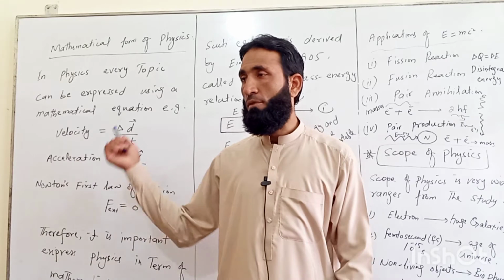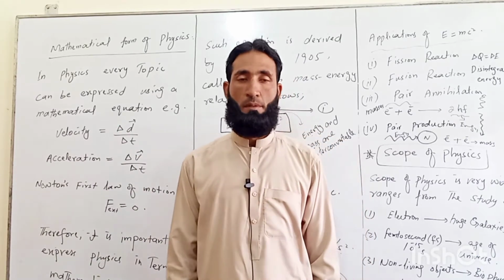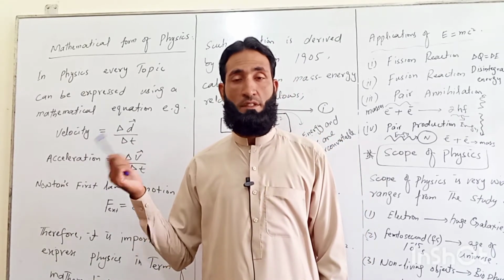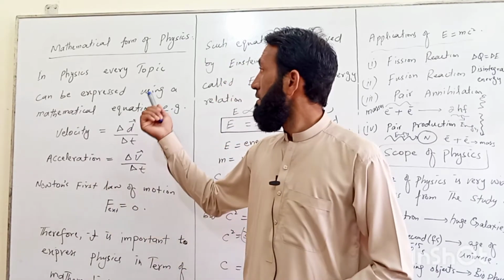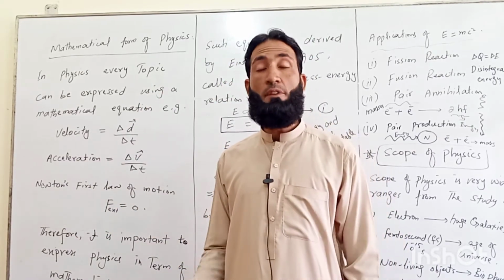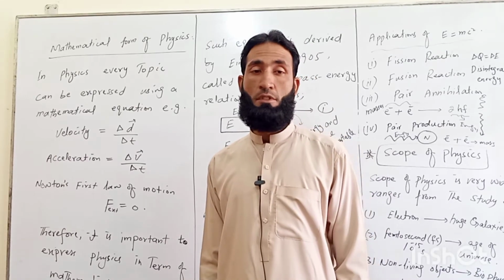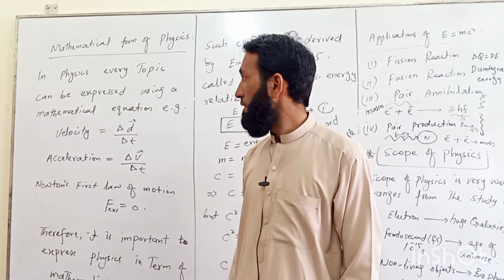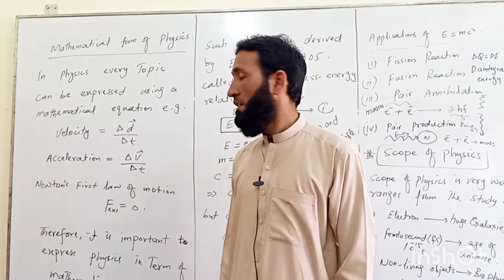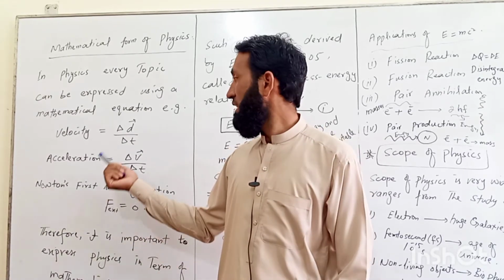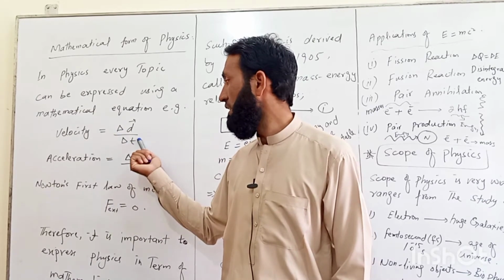In the previous lecture, we discussed the basic definitions of physics. Now, in this lecture, we will discuss the mathematical form of physics as well as its applications and scope of physics. So, what is the mathematical form of physics and why do we need to write a mathematical equation for the word physics? In physics, every topic can be expressed using a mathematical relation. For example, velocity is represented by this equation.